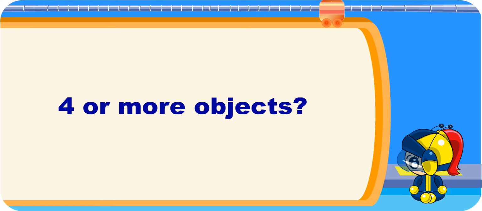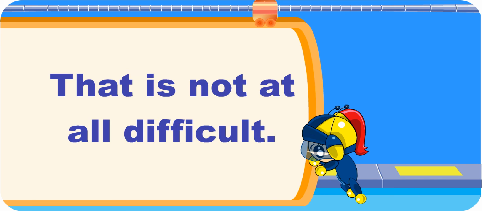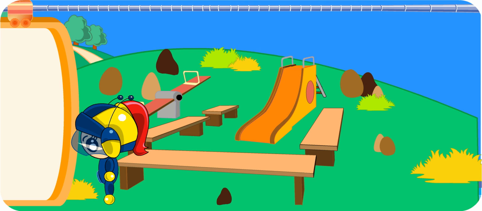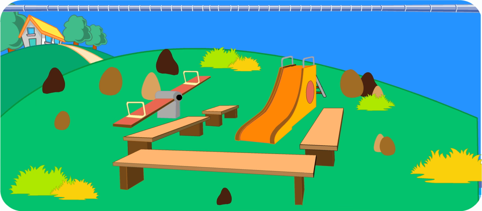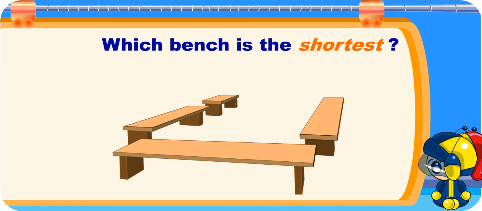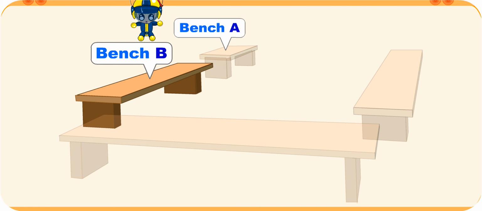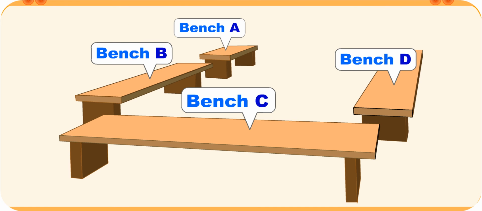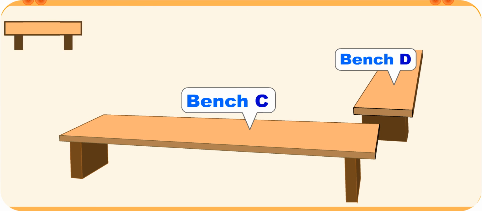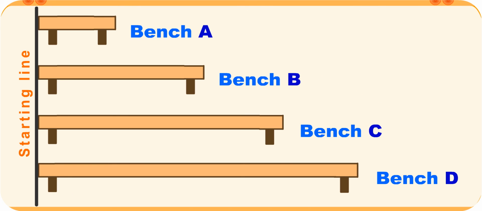Is it difficult? Oh, that is not at all difficult. Now, look at the playground. Do you think you can tell which bench is the shortest? It can be rather tricky when the benches are placed apart from one another. So, it is important that we line them up side by side at the same starting line. Then, we can make an accurate comparison.